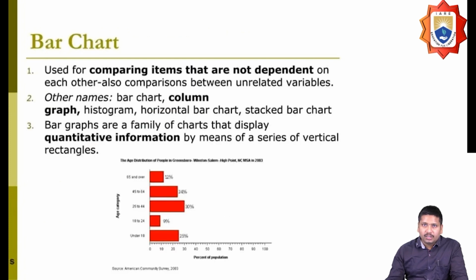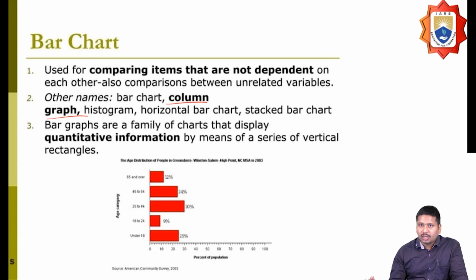The very first thing is the bar chart. This bar chart is used for comparing items that are not dependent on each other, and other comparisons between unrelated variables. We can call it a column graph, histogram, bar chart, or stacked bar chart. So we have different types of bar charts available, and we should be able to show them in different fashions.